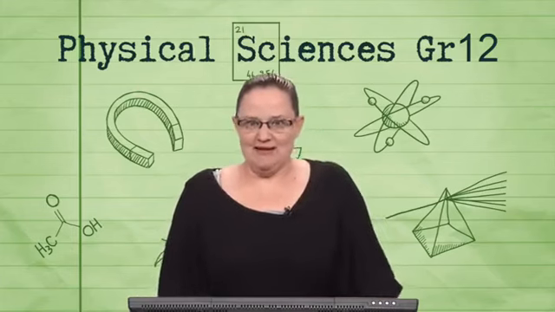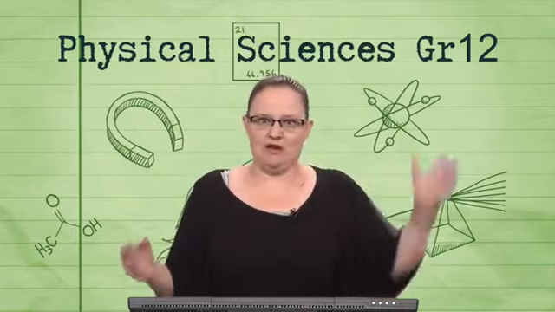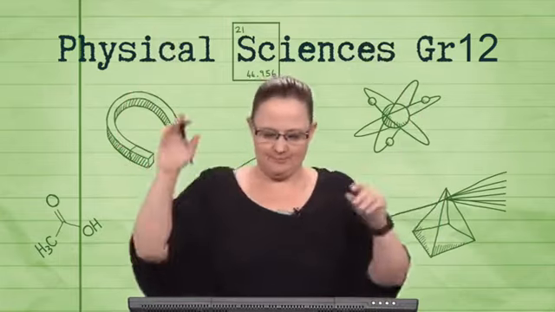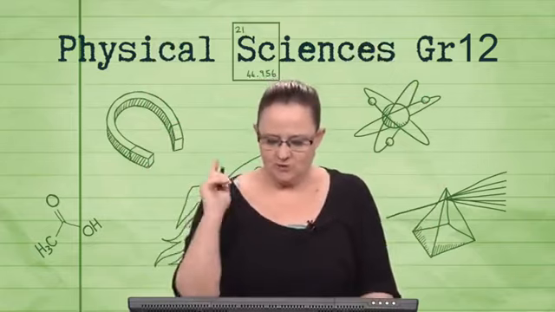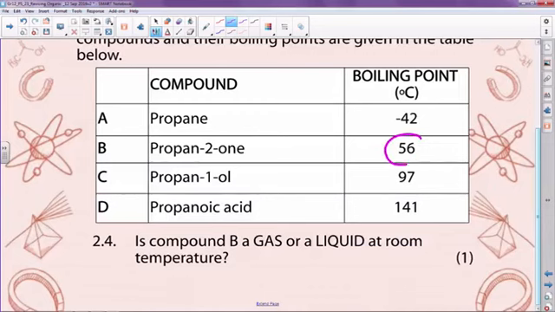Okay, so let's see what you did. I wish I could see your hands to see who said a gas and who said a liquid. Compound B, gas or liquid at room temperature? Well, first of all, its boiling point is 56 degrees. So under 56 degrees, it's going to be a liquid. Over 56 degrees, it's going to be a gas.